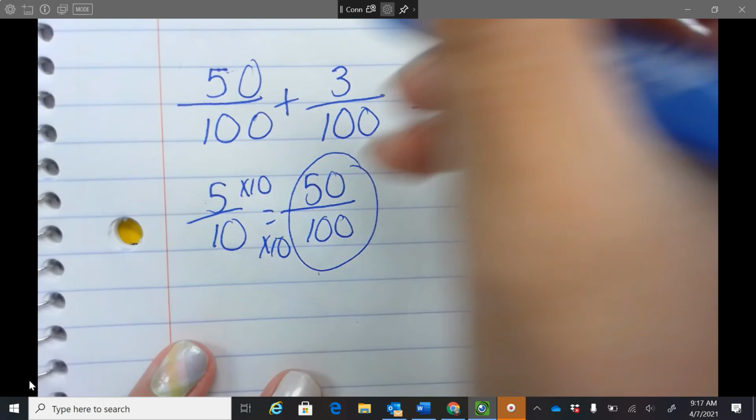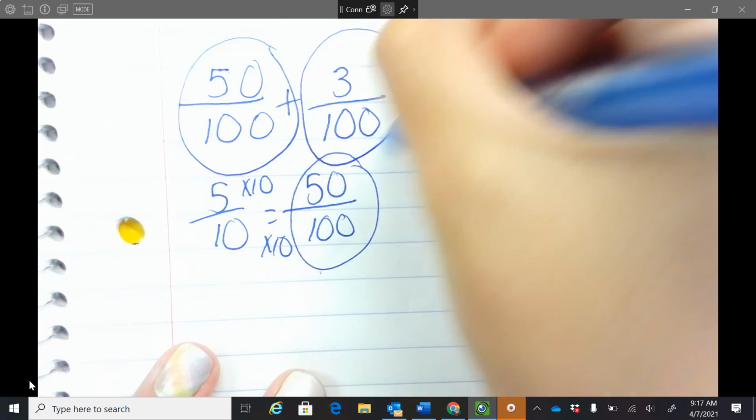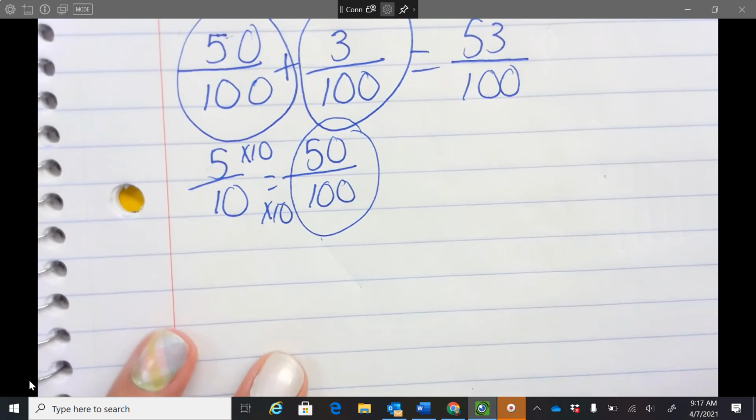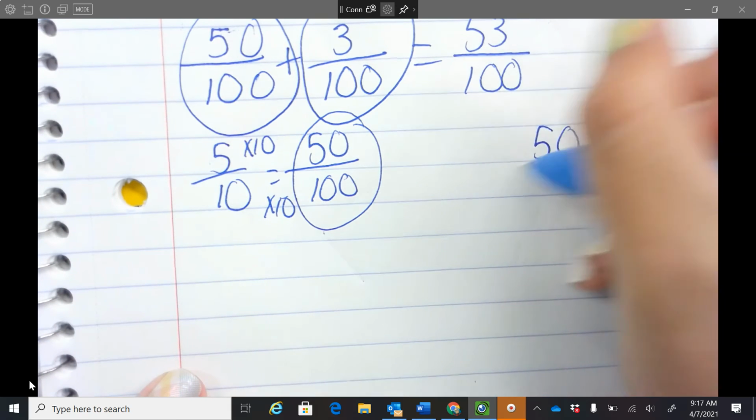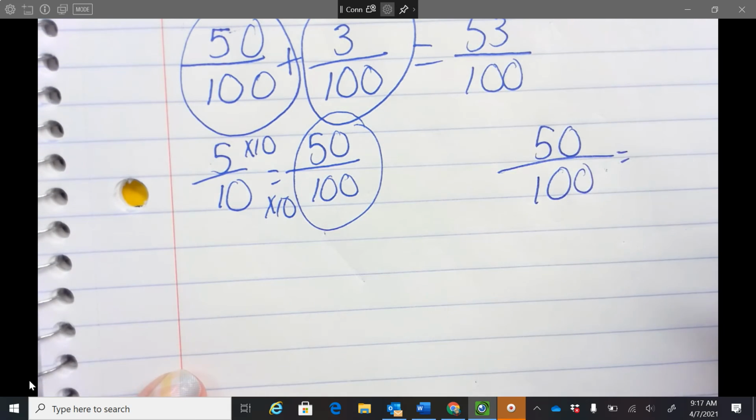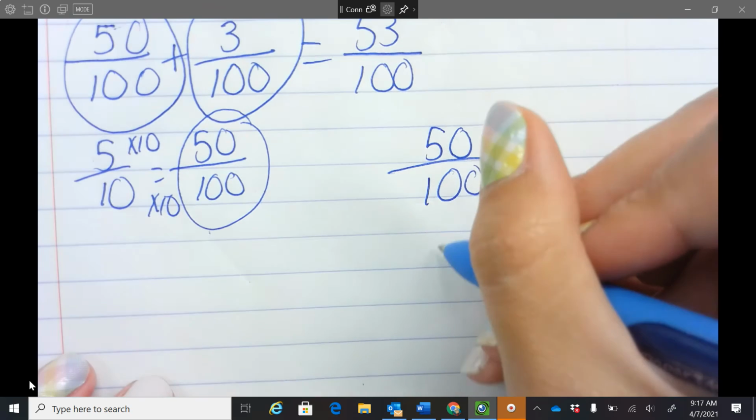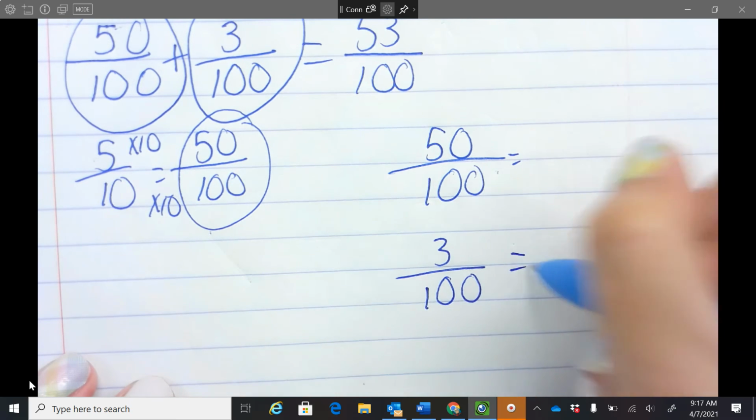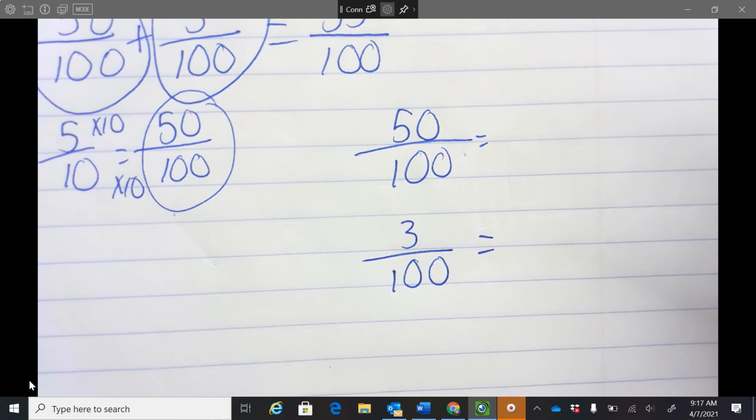Good. Hold on for 1 second. I want you to write this as a decimal and this as a decimal. So 50 hundredths, write that as a decimal. And 3 hundredths, write that as a decimal. Let me see what you got. Christian, check your 5. Thank you, Logan. As a decimal.